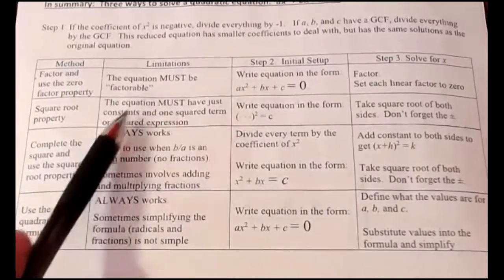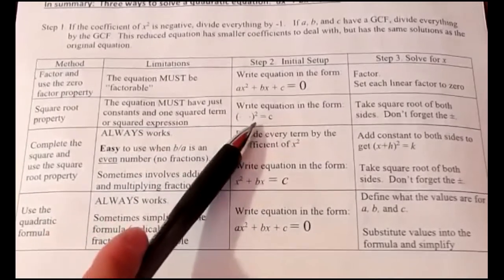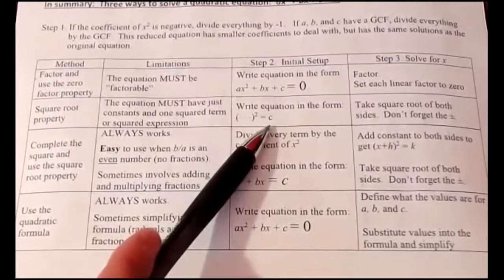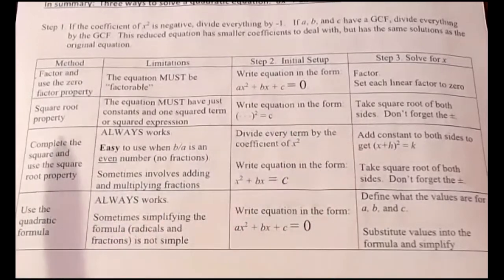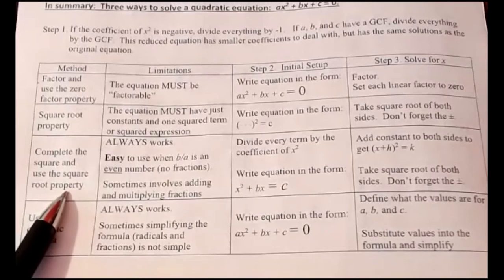It's got to be a constant and a squared term. That's it. So for instance, it would look something like this, where you have a squared term and a constant. Then you just take the square root of both sides, and obviously you don't forget the plus or minus. Your other method is completing the square and then using the square root property.